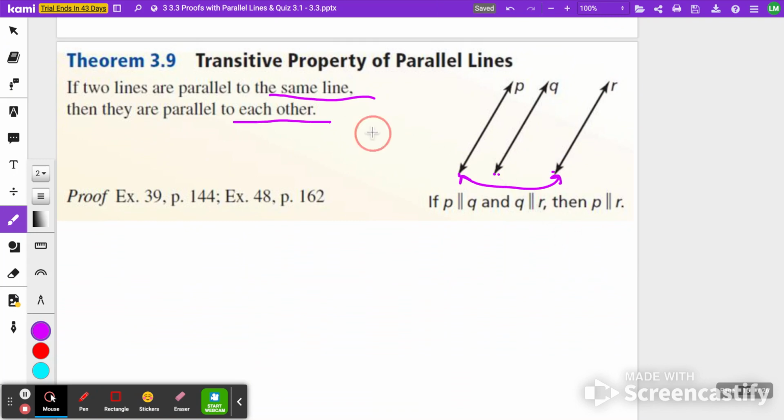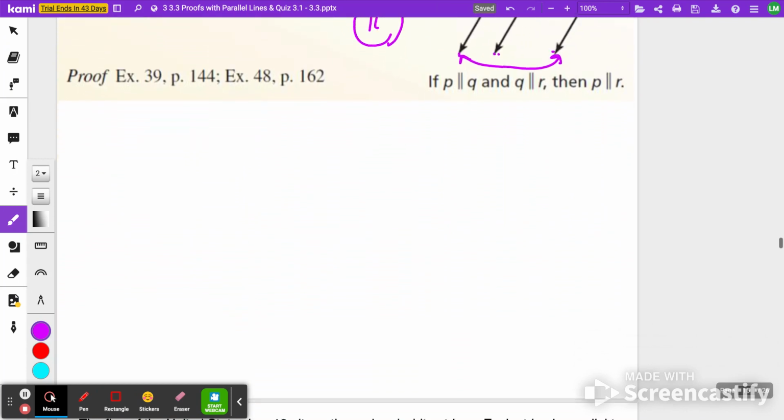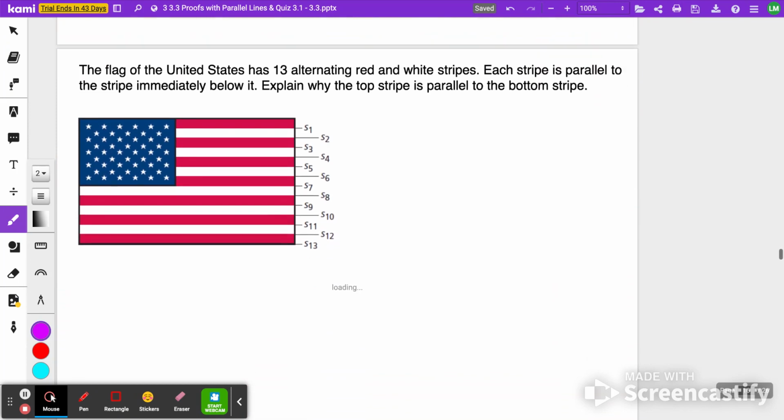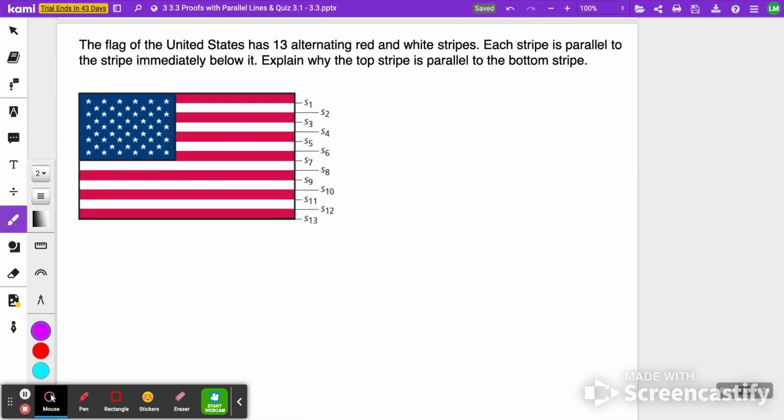Take a moment to pause this video here, and when you're done, go ahead and click play so we can try our last few examples. All right, here we go. The flag of the United States has 13 alternating red and white stripes, and each stripe is parallel to the stripe immediately below it. Explain why the top stripe is parallel to the bottom stripe.